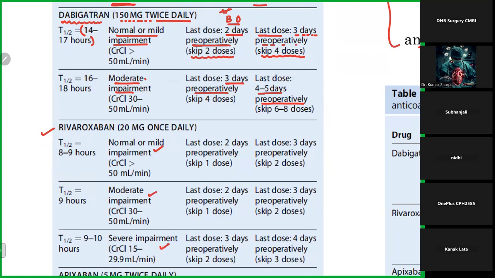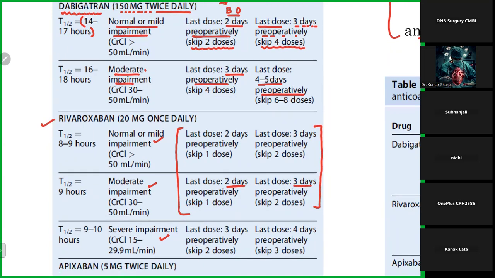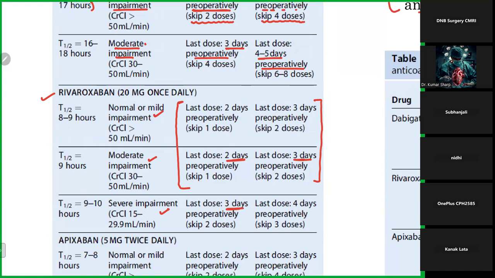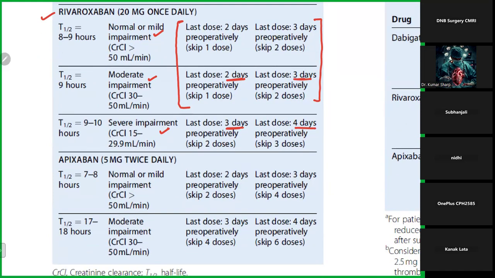Majority classification is in normal to moderate, 2 days before in case of low risk, 3 days before in case of a high risk. In severe, increase it 1 day in both the categories, 3 days and 4 days. Similarly for apixaban, 2 days, 3 days, increase with 3 days and 4 days. Everything boils down to the half-life of the particular drug and the creatinine clearance.